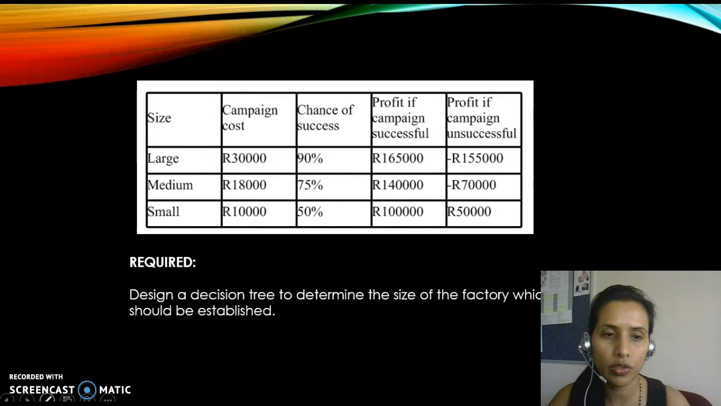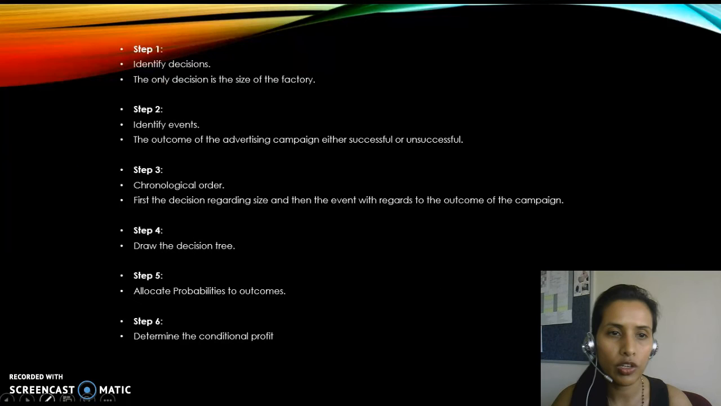Okay, so we've got the three size factories, the cost of the different factories, the chance of the campaign being successful, the profit if the campaign is successful, as well as the profit if the campaign is unsuccessful. And we need to design a decision tree to determine the size of the factory. So we're going to follow these steps.